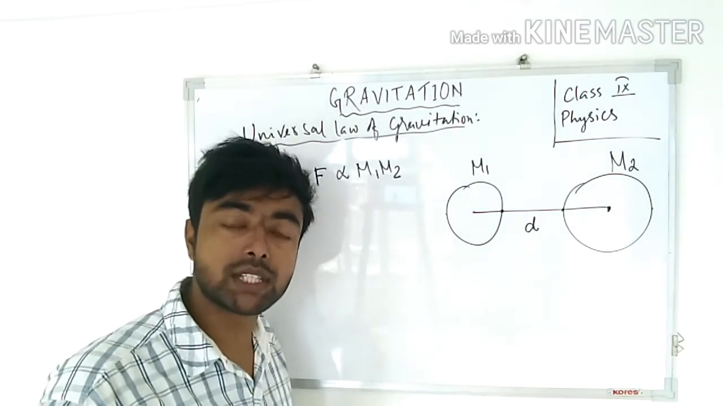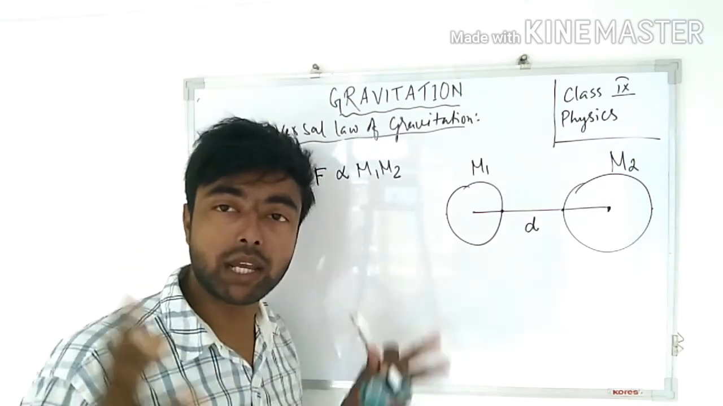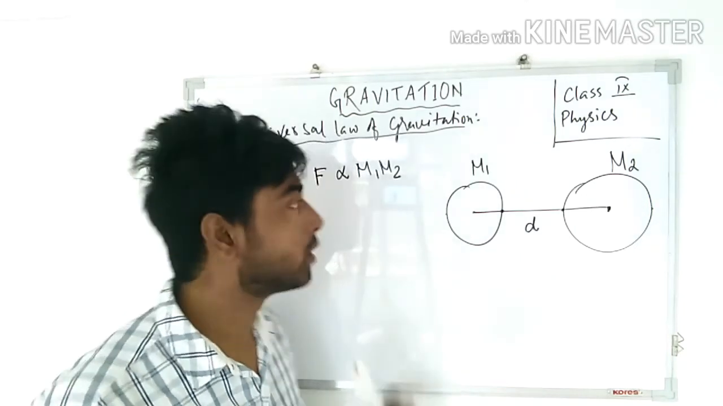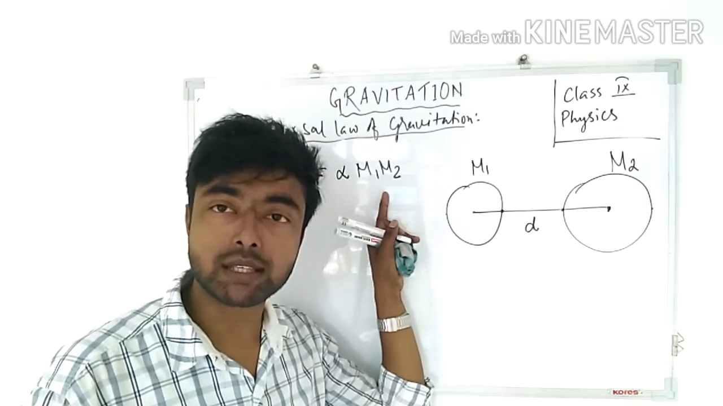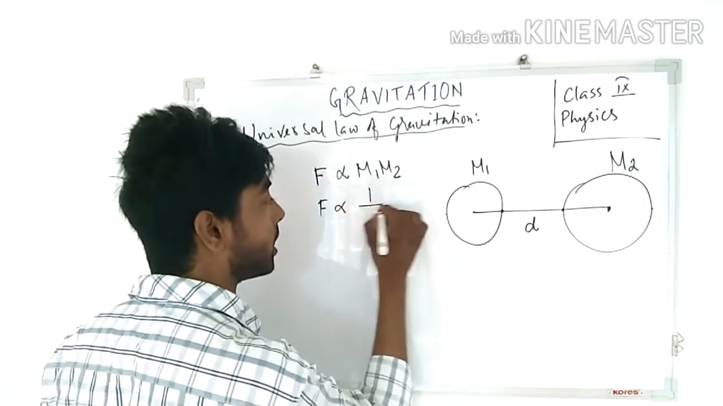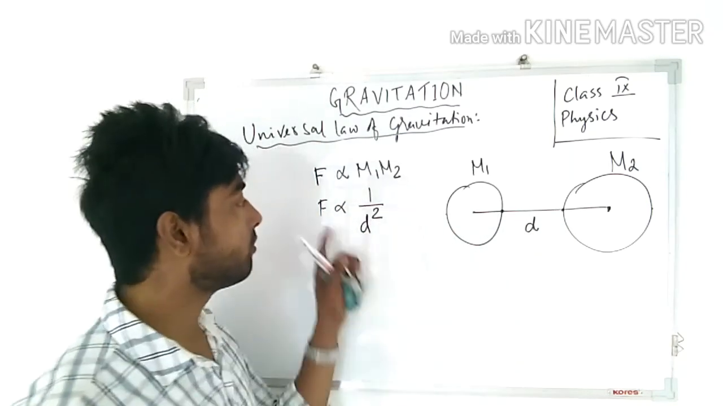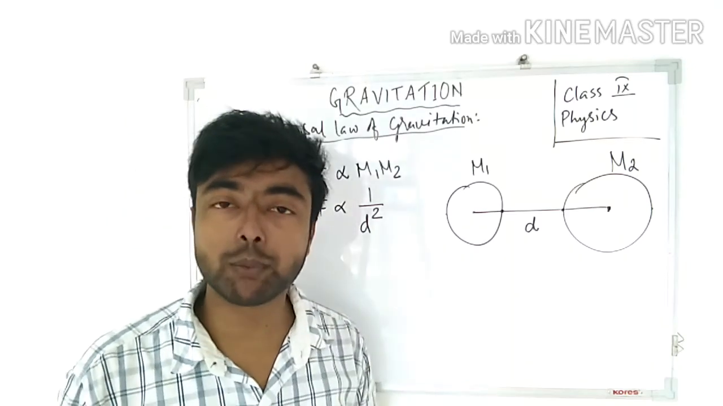The universal law of gravitation states that any two objects in this universe attract each other with a force which is proportional to the product of their masses and also inversely proportional to the square of the distance between them. Inversely proportional. Now see, what is proportional, what is inversely proportional.